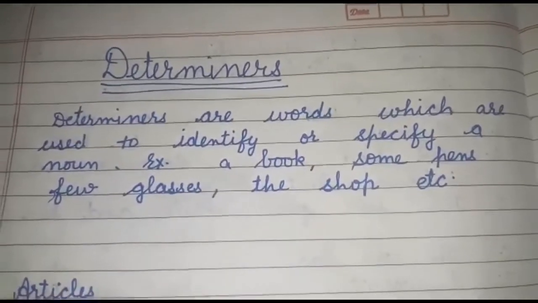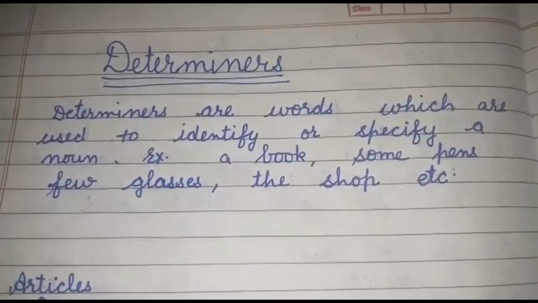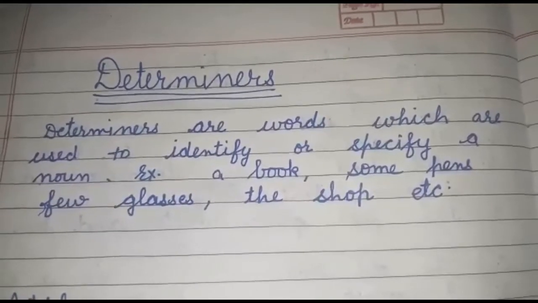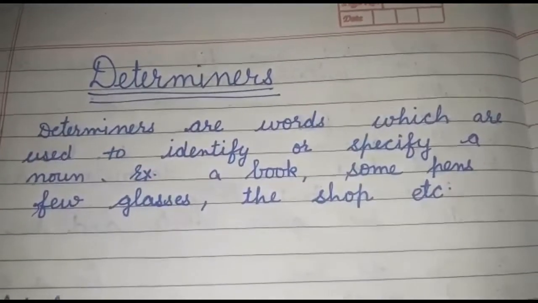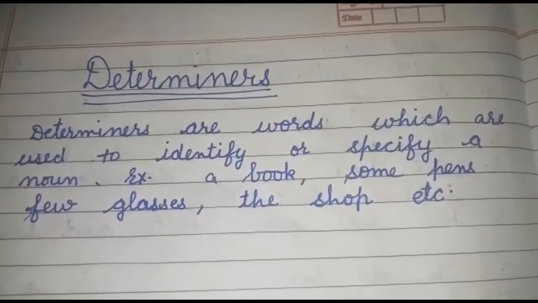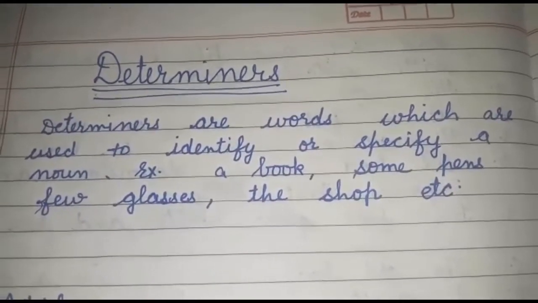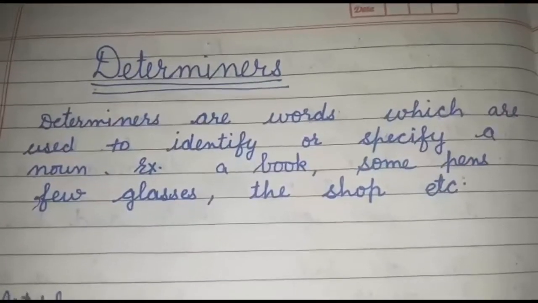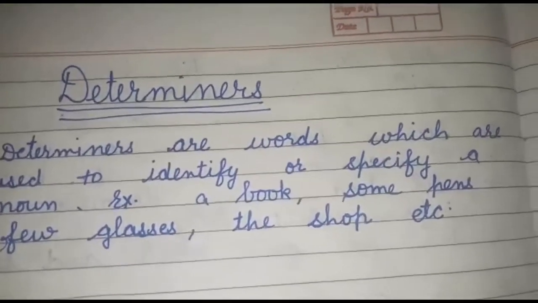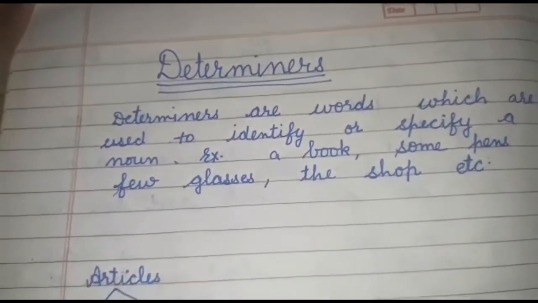Determiners are words which are used to identify or specify a noun. Example: a book, some pens, few glasses, the shop, etc. Here, the words we have used are some, few, the. These are determiners. Here are some examples of determiners like few, a few, little, neither, either, each, many, etc. These all are determiners. Let's start our work.